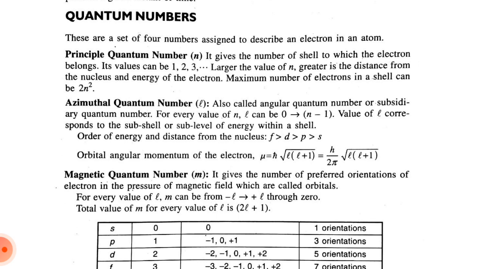Azimuthal quantum number l, also called angular quantum number or subsidiary quantum number. For every value of n, l can be 0 to n − 1. The value of l corresponds to the subshell or sublevel of energy within a shell. Order of energy and distance from the nucleus: f > d > p > s. Orbital angular momentum of the electron is equal to ħ√(l(l+1)), which equals h/2π √(l(l+1)).